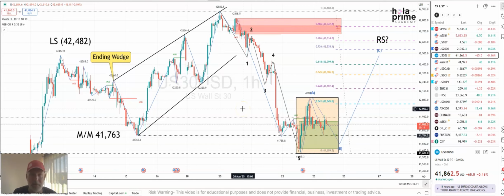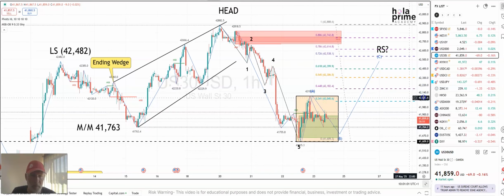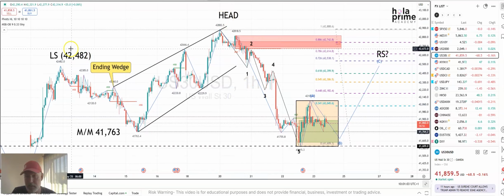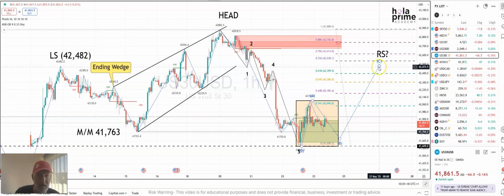So what do I see as the big picture analysis? Well, I see an impulsive move to the downside, which tells me that the move higher is most likely going to be corrective. I want to sell into corrective rallies. So what I believe we're forming here is a head, with a left shoulder close to 42,482. That was the last swing high. I see 5 waves to the downside, which should dictate that the next move higher is in 3 waves. So 1, 2, 3. I need to see a decent reversal formation.